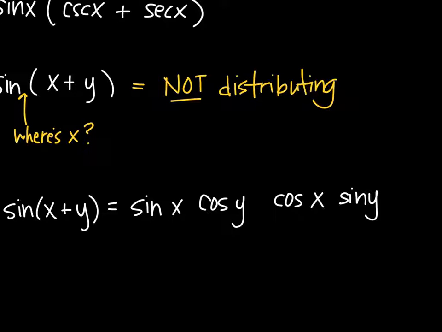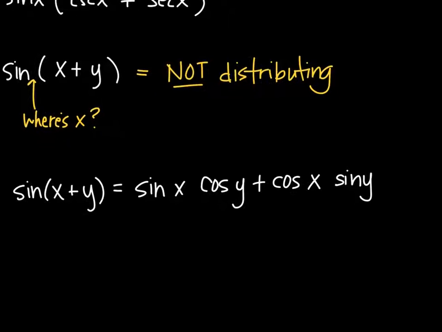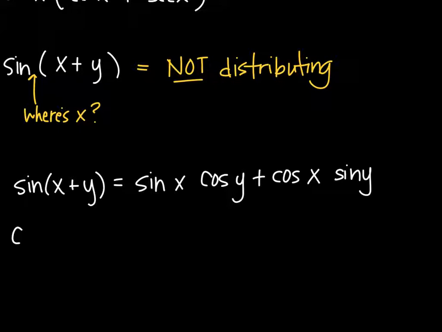Okay. All right, and then you put a plus sign in the center. This is the formula that you need instead of distributing. Sine, cosine, cosine, sine. It's a different formula if you're working with cosine on the outside. So here's the second. All right, cosine of x plus y.